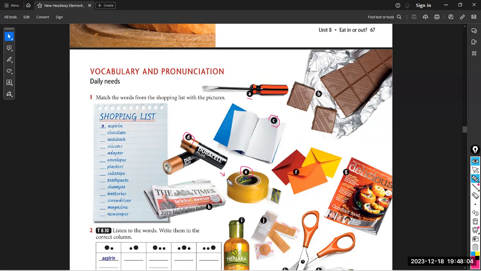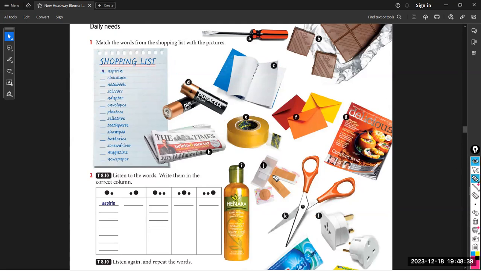Anyway, guys, the tape that is for electricity is electronic tape, from the hardware shop. But this is for papers and things, so I can buy it from stationers. Exactly. Envelopes. Stationers. Magazine. News agents. Newspaper. News agents, amazing. Now, what about plasters? Chemist, exactly. So the plasters, I can buy them from the chemist. What about the shampoo? Also chemist. What about scissors?